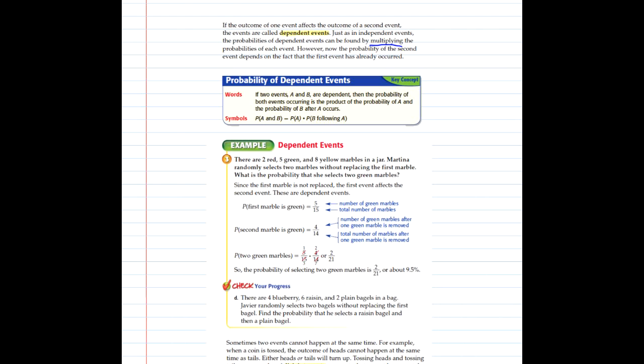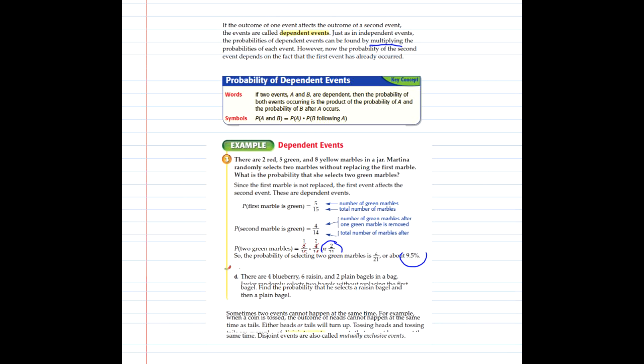So it's 5 over 15 times 4 over 14. We simplify both directions and we get an answer of 2 over 21, which is about 9.5%. Not good.